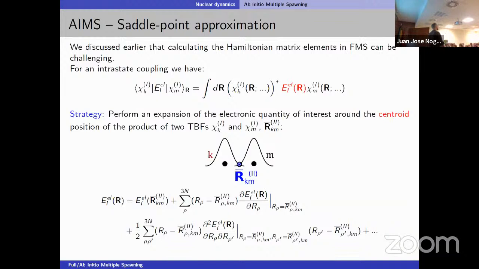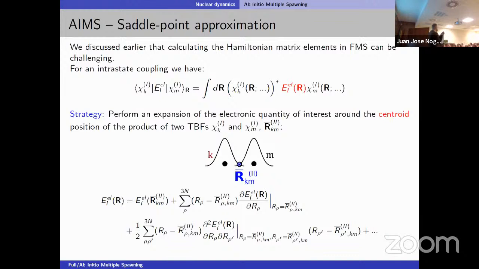So what we're gonna do when we look at a coupling between Gaussians K and M is to define the centroid position, basically the center between these two Gaussians, which is this position here. Then at this position, I am gonna calculate the electronic quantity of interest, here the electronic energy, as a Taylor expansion. So the electronic energy is the electronic energy at the centroid position, which you calculate with TDDFT, SSCI, whatever. Then you can add a first order term that depends on the nuclear gradient of this energy, plus another term related to the second derivative, the Hessian, and so on. You do a Taylor expansion, and this is supposed to give you a representation of the shape of the electronic energy around the centroid position.